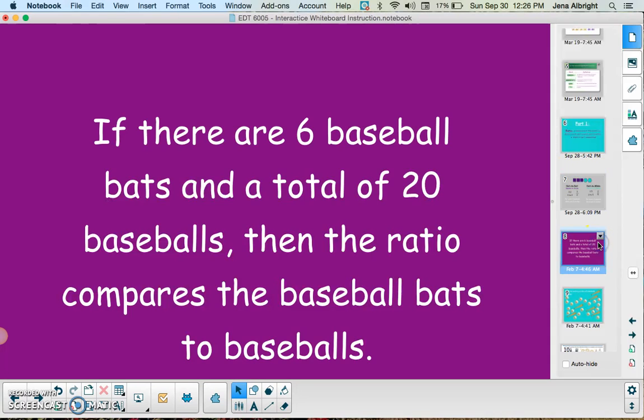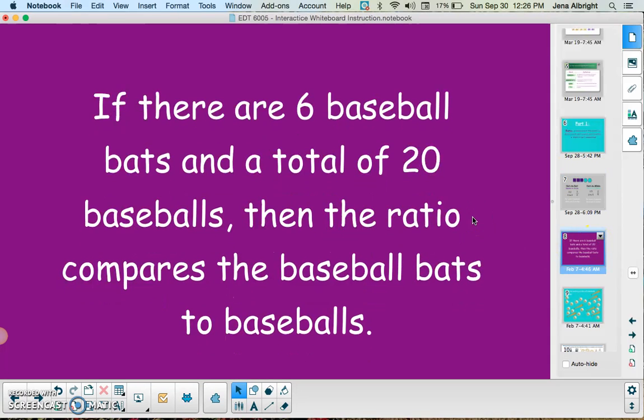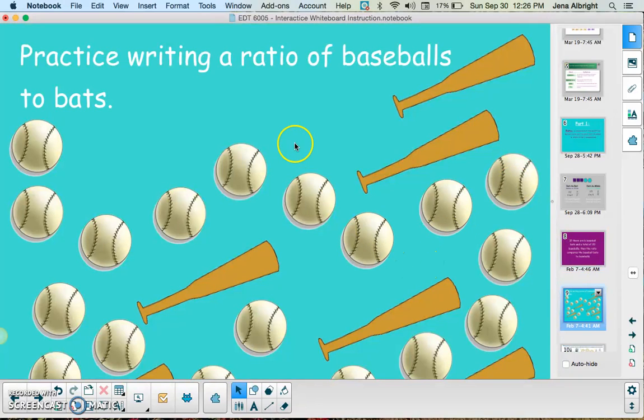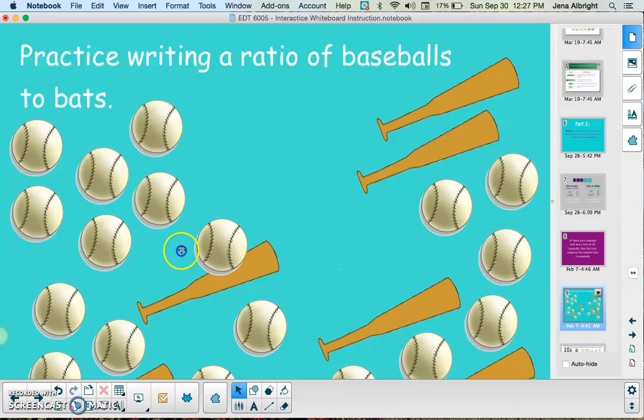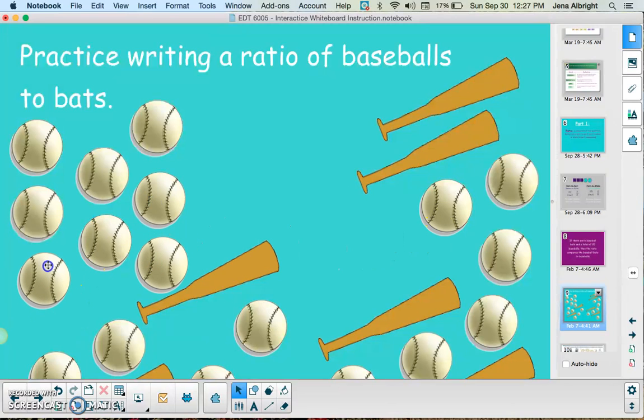Moving along, students are given the opportunity to practice writing their own ratios. In this case, we're talking about baseballs to bats. And through this slide, they can actually sort the baseballs and the bats to help them with counting and organizing their thoughts to practice writing their own ratios. So once they organize them, they can practice writing their own.